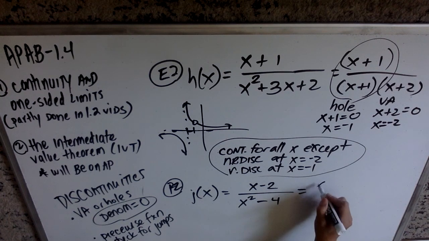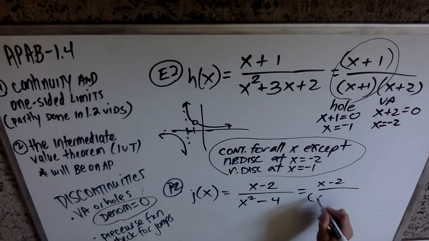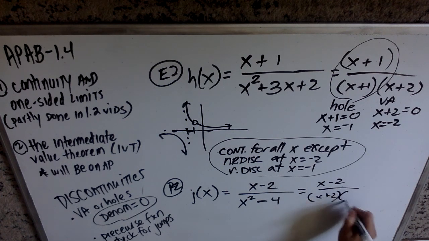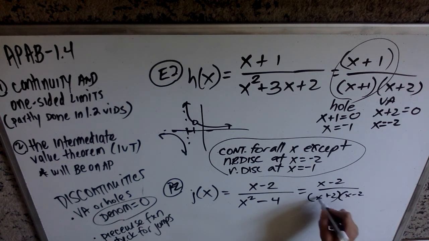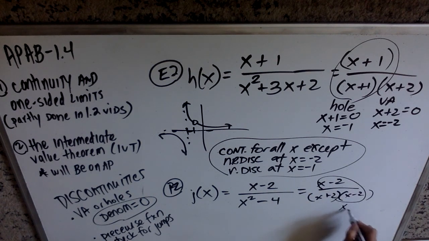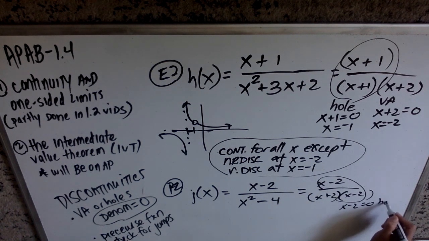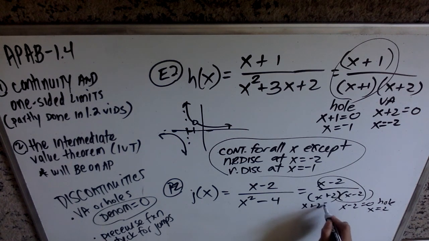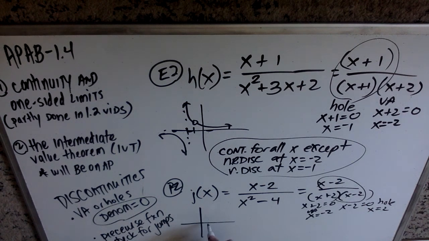So this is another problem where I'm going to have a factor on the bottom that cancels from the top, because this is an x plus 2, x minus 2. This is a difference of squares. So this factor is going to cancel, meaning that when x minus 2 is 0, I have a hole. So there's going to be a hole at x equals 2. And when x plus 2 is 0, I'm going to have a vertical asymptote, so x equals negative 2 is a vertical asymptote.